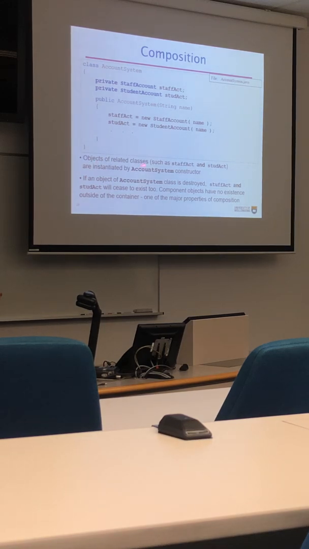Objects of the related classes, such as the staff account object and the student account object, are instantiated by the account system constructor. So you can see that we do the construction inside the constructor. If an object of account system class is destroyed, staff account and student account will cease to exist too, and component objects have no existence outside of the container. This is one of the major properties of composition.